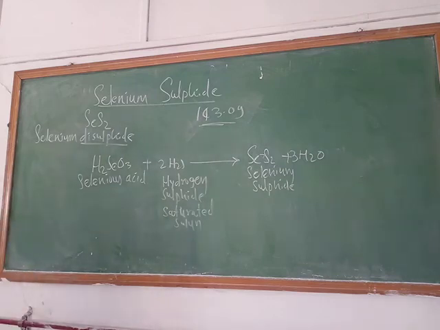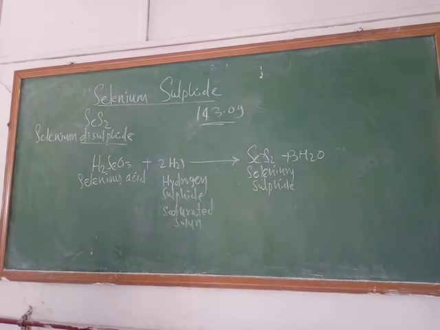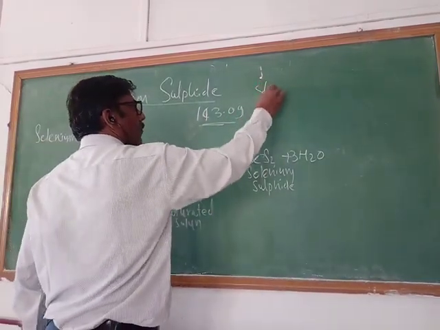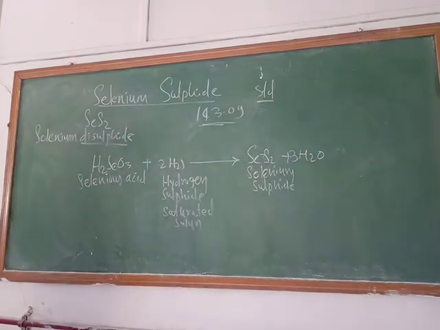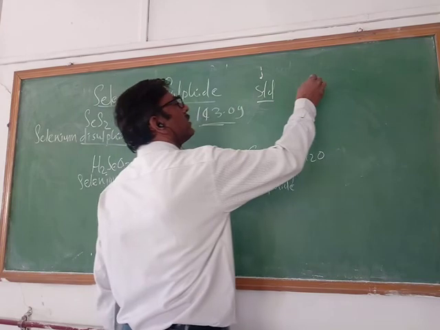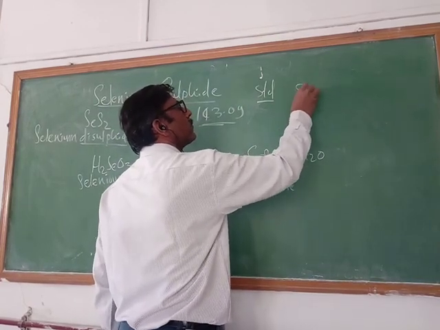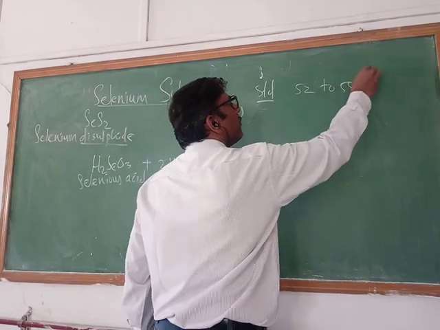Then properties. स्टैंडर्ड लिख लीजिए पहले प्रॉपर्टीज के पहले स्टैंडर्ड. IP standards we are seeing. It contains not less than 52% and not more than 55% of selenium. 52, 55%.